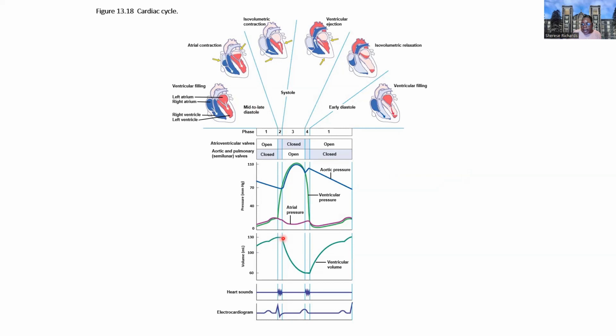So we can detect the end diastolic volume at the end of phase one or even throughout phase two because the volume stays the same in phase two. We can detect the end systolic volume at the end of phase three when the volume has dropped, right? The ventricle has ejected that blood. And so at the end of phase three or even throughout phase four, we can detect the end systolic volume.